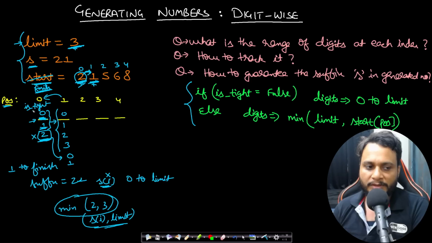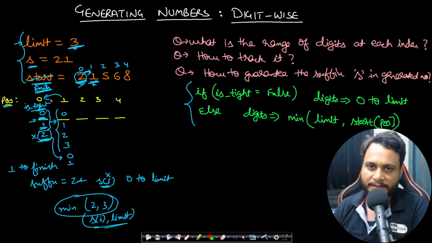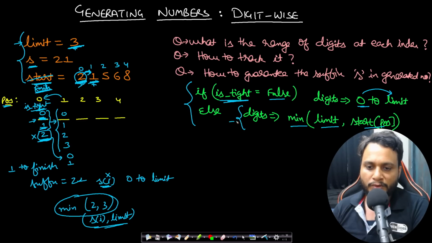So this tight variable will tell me if I had actually used a digit which is equal to s at i every time on the left hand side. So if is tight is false, this means I have the luxury to choose the current digit from 0 to limit. Whereas if the is tight is true, that means I have already chosen a 2 on the left hand side, so I have to choose minimum of limit comma start position. And this second case should always hold true for the first digit. Whenever you start, you should always start with the tight limit.